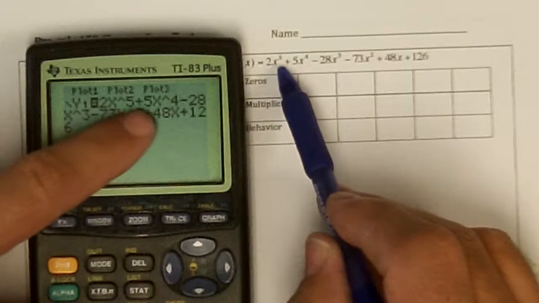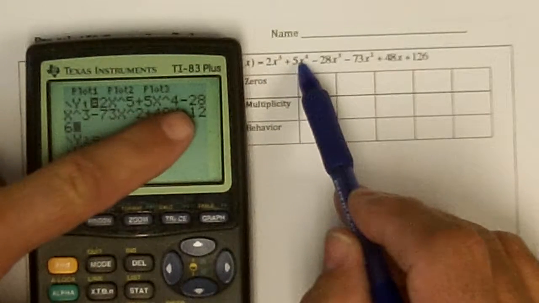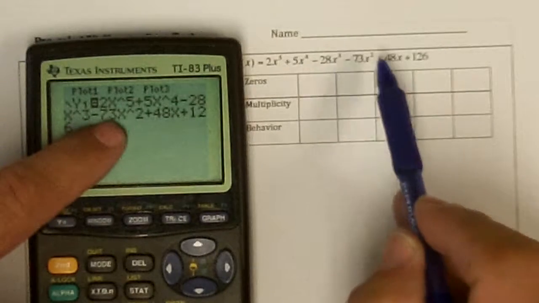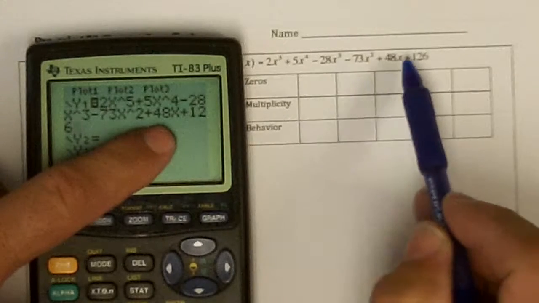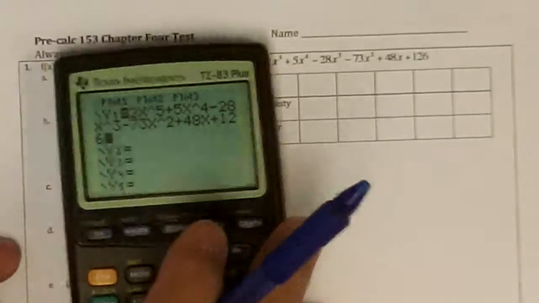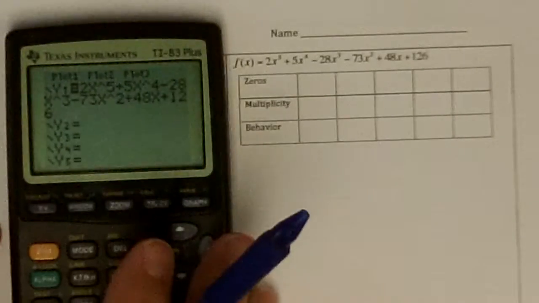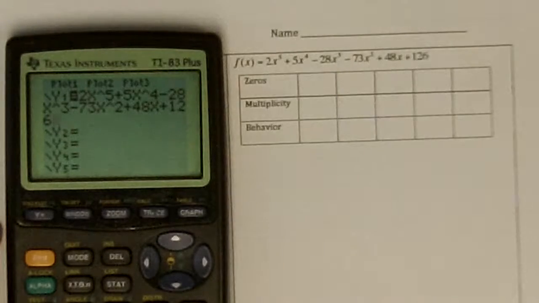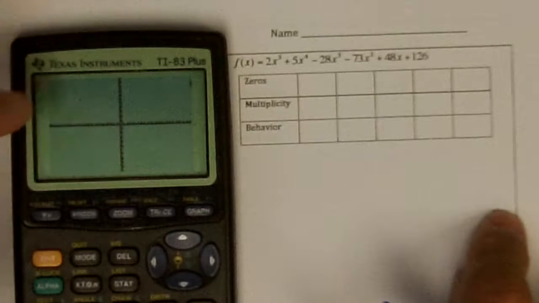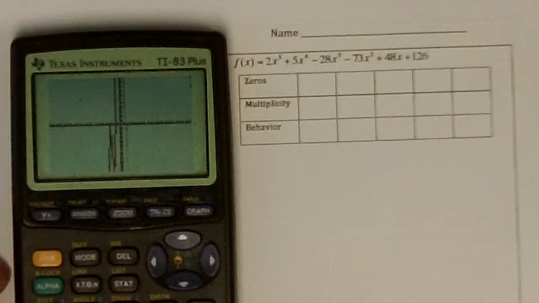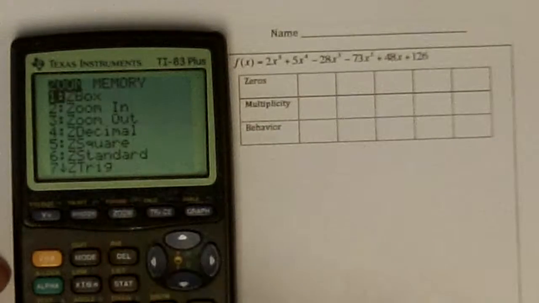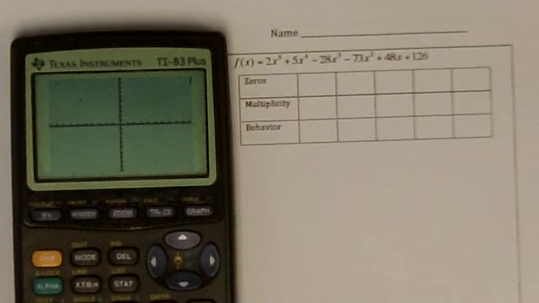So 2x to the fifth, 5x to the fourth, negative 23x to the third, negative, yes, negative 73x squared, plus 48x, plus 126. Okay, it looks like I've got it typed in correctly. Now, to get an idea of what the zeros are, I'm going to graph it. It looks like I got something strange set up for my window. It's jumping around, so I'm going to go zoom 6, and then I may even go zoom 4.